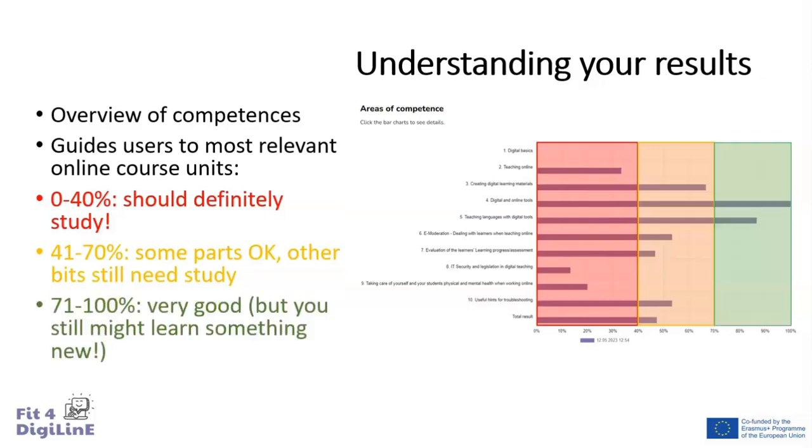And if you score over 70%, then congratulations. That means that you're already pretty confident about your knowledge in these particular areas. So here, Unit 4 and Unit 5 look very good. Well done. But even so, you might want to take a quick look at some of the units on the online course. You never know, there might be something new in there for you.